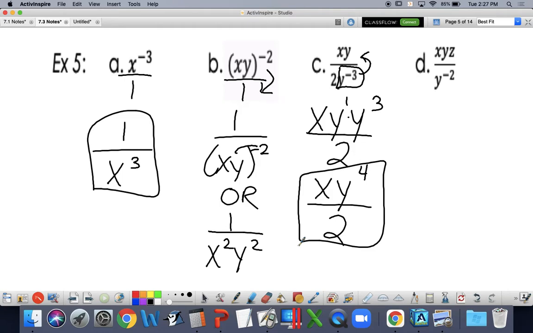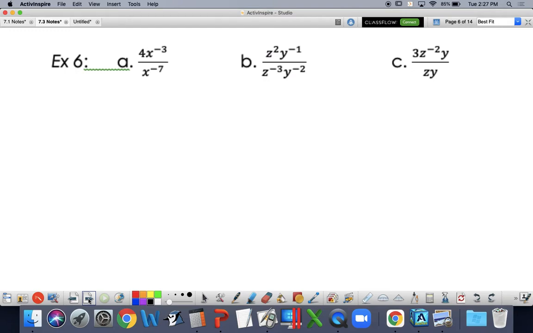Same thing with letter D. I'm just going to move the y up to my numerator. And normally we like to write these things in alphabetical order. I'll be very flexible with that if you don't write them in alphabetical order. But we get x, y cubed, z. Questions on those so far? Told you we'd be flying through these.